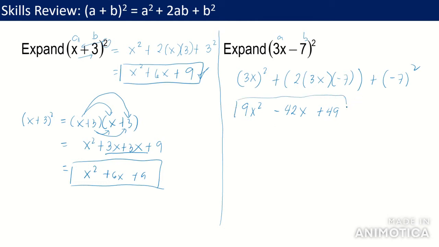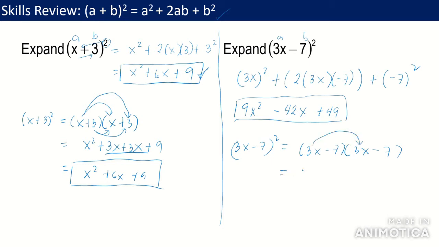And again, if you cannot familiarize this step, you can always go back to the idea of the FOIL method. So we have 3x minus 7 squared, which can be expressed as the product of 3x minus 7 times 3x minus 7. That is by product law. In product law, copy the common base, add exponents. 1 plus 1 is equal to 2. Then we make use of the FOIL method.